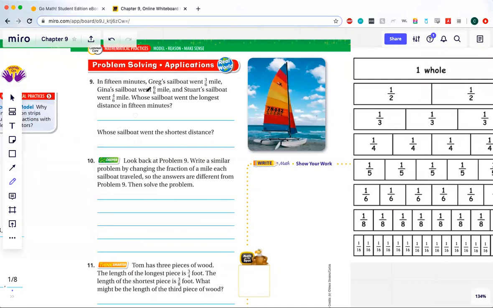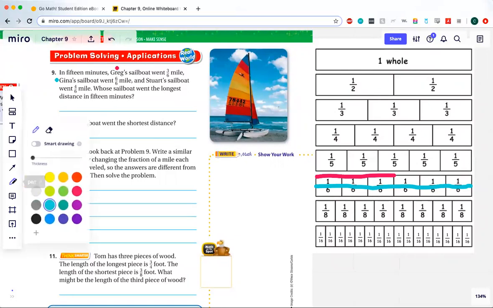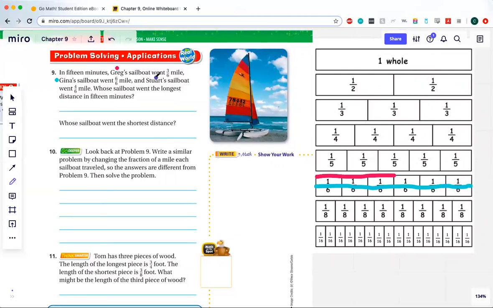So I'm going to say that Greg's right here, he's pink. And I'm going to go over, and he went 3/6 miles. So I'm going to draw a line. So starting from here, he went 1, 2, 3. He went 3/6 mile. Now what about Gina's? Gina's going to be blue, and she went 6/6 miles. So I'm going to start here, and I know that that means it's going to be all the way to the end. She went 6 out of 6, so that's 1 whole. And then Stuart, he's going to be purple. Stuart went 4/6, so I'm going to start here. I'm going to go 1, 2, 3, 4.